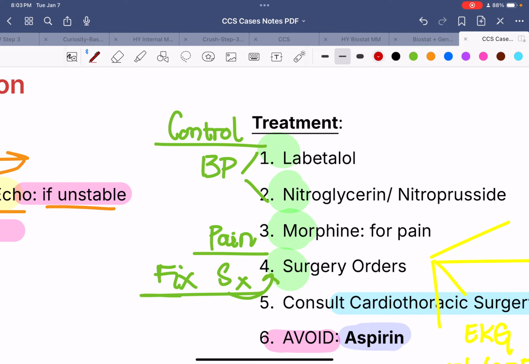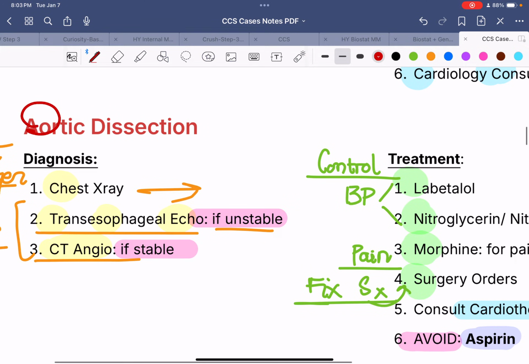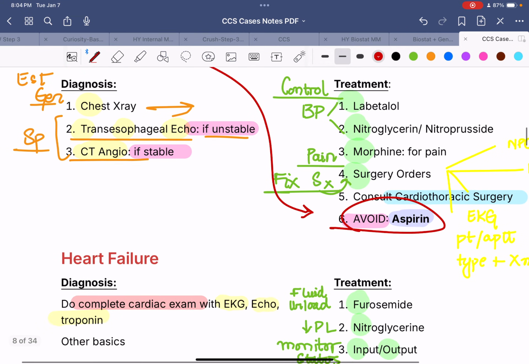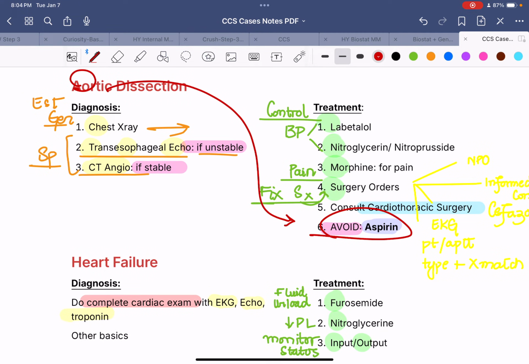And one very important thing to remember for aortic dissection is that you do not have to give aspirin. So it's very important that you establish the diagnosis that it's not MI or right ventricular MI, rather it's aortic dissection. In aortic dissection, you do not give aspirin, whereas your goals are to control blood pressure with labetalol, nitroprusside, or nitroglycerin, control pain with morphine, and fix the dissection with the pre-surgical orders as well as a cardiothoracic surgery consult. And of course, you can also do a cardiology consult, but the cardiothoracic surgery consult is what would actually do it.